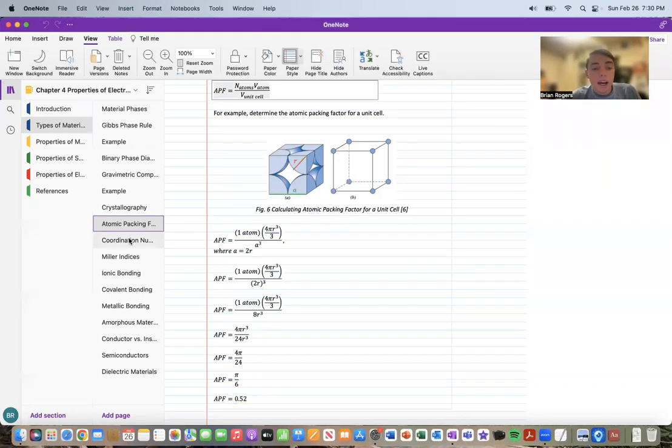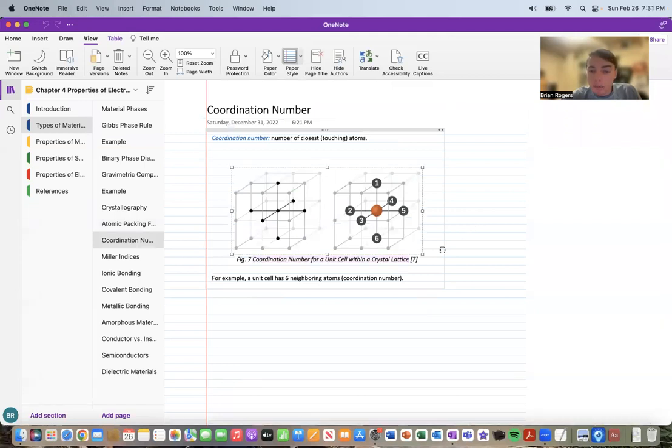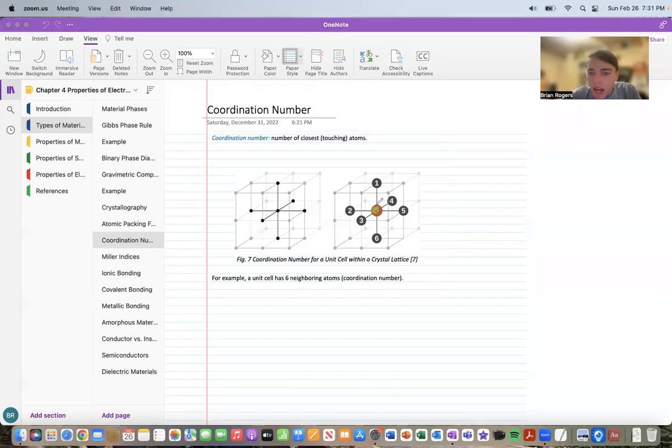Now that we've talked about that, we're going to go to the coordination number. The coordination number is the number of closest touching atoms. For this atom at the center, how many other atoms is it touching? It touches 1 above, 1 to the left, 1 in the front, 1 in the back, 1 to the right-hand side, and 1 below. It's connected to 6 other atoms. So the coordination number refers to how many atoms it's actually connected to or touching.